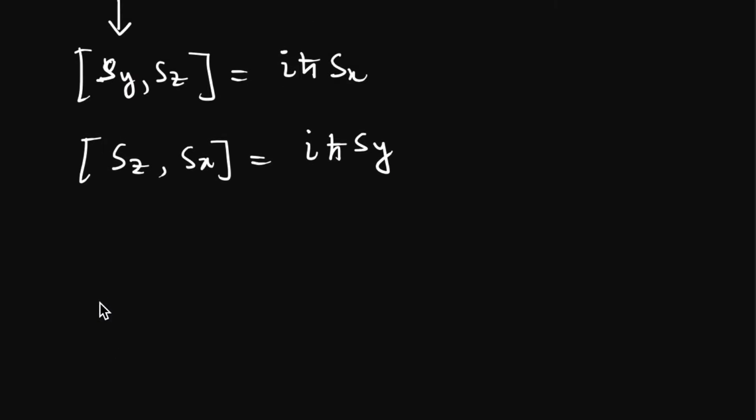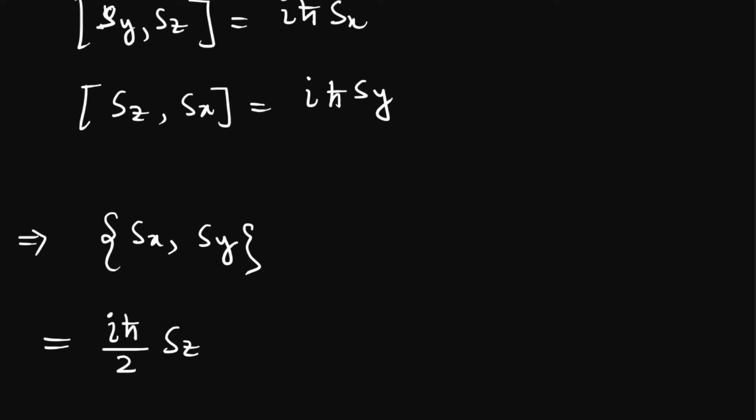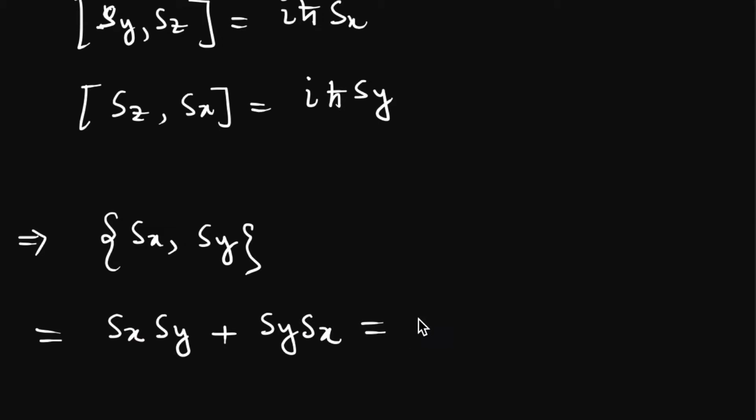Now let us prove the anti-commutation relation. {Sx, Sy} is equal to Sx Sy plus Sy Sx, which is iħ/2 Sz minus iħ/2 Sz. That means it is 0.